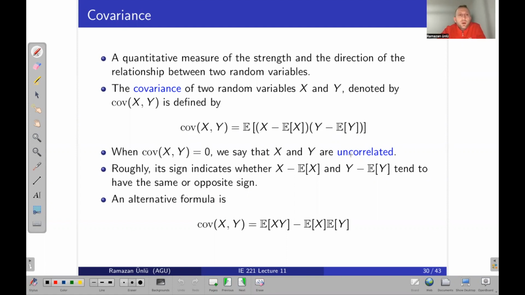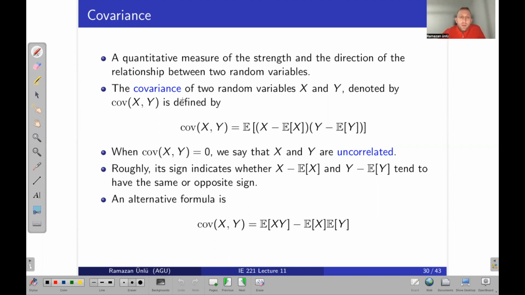So let's start with the covariance, and the covariance can be defined as a quantitative measure of the strength and the direction of the relationship between two random variables. So let me make it more clear. Let's say we have two random variables and we want to know that when we change one of them, how the other one will change. So to analyze the level of the change or the direction of the change, we use the covariance.